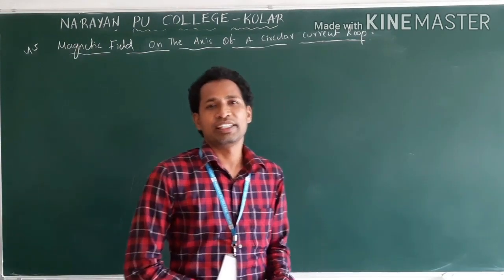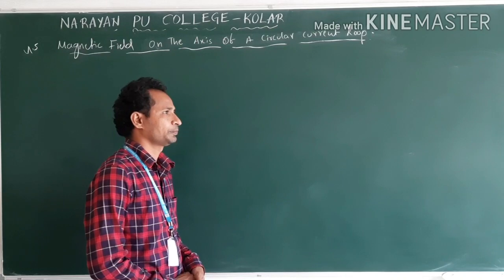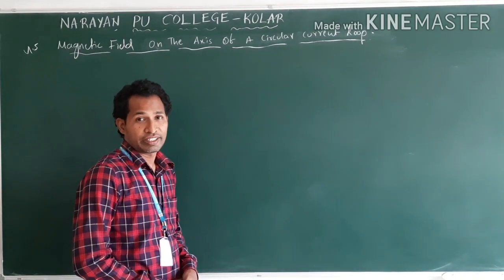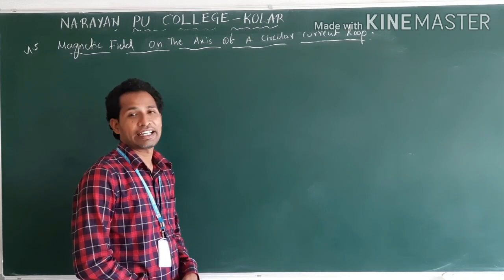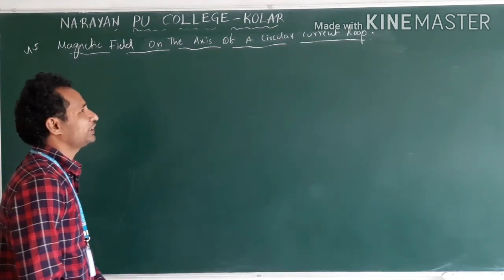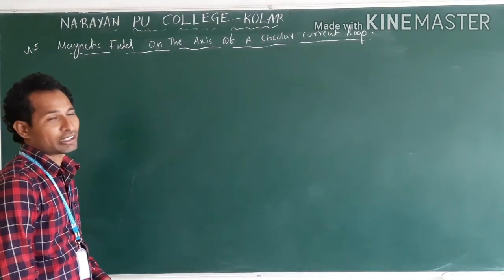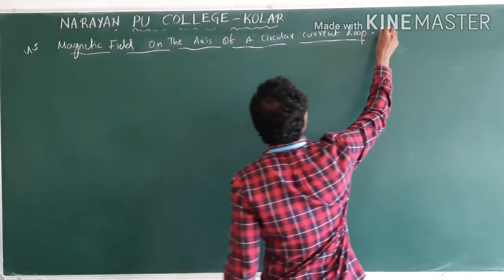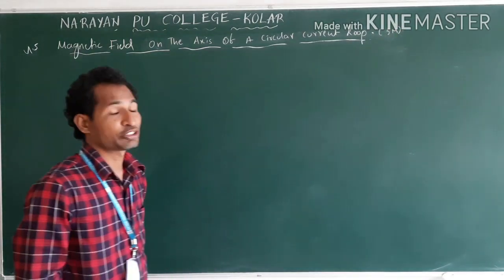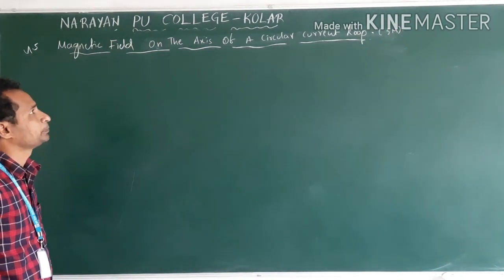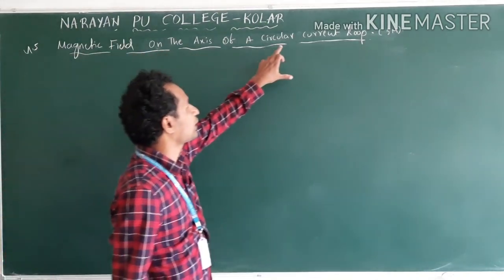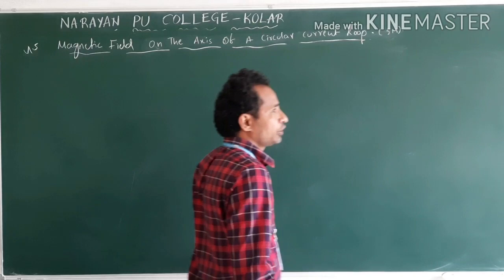Now we will see the application of Biot-Savart law. Clear? Biot-Savart law is used to find the magnetic field due to current carrying conductors. The first important derivation, we do expect this for 5 marks in the final examination. Explanation of Biot-Savart law we expect for 3 marks. Clear? Now, the magnetic field on the axis of a circular current loop.